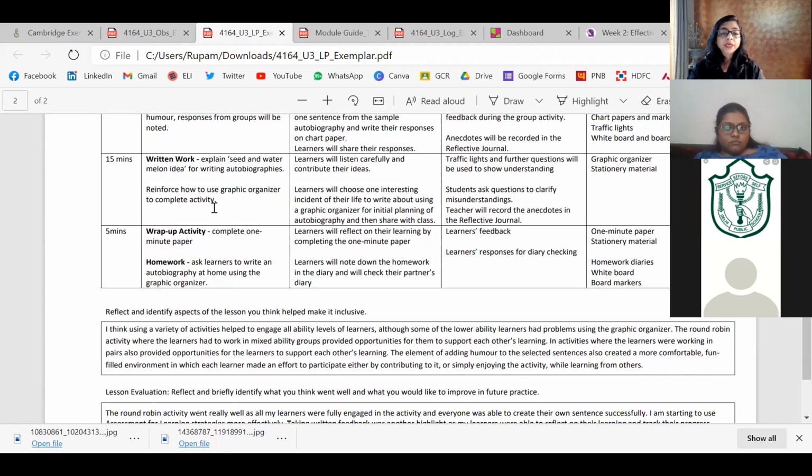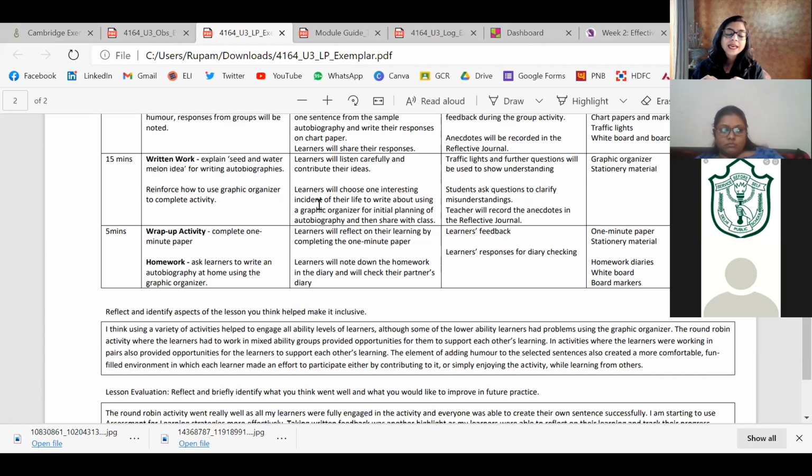Now what the children are doing, learners will choose one interesting incident of their life to write about using a graphic organizer for initial planning of the autobiography and then share it with the class. So कौन सा ऐसा interesting किस्सा है, the one which they are going to write. So they are putting it in the graphic organizer now, in the same way in the form of a seed and watermelon kind of a thing, what are those key points which they are going to address in their story.